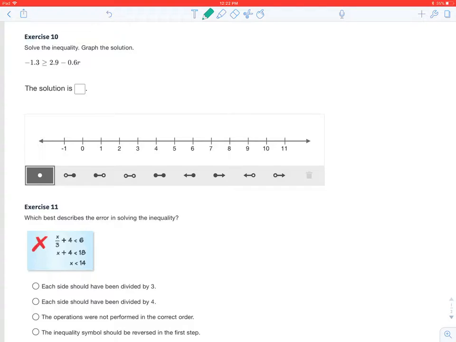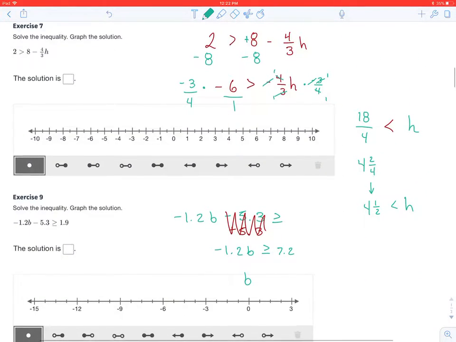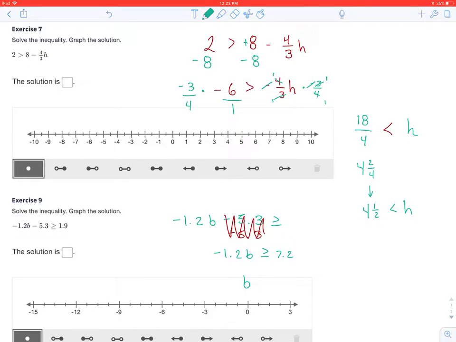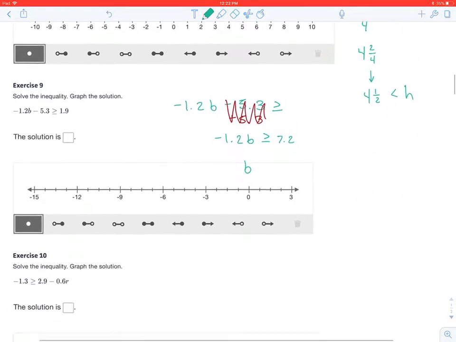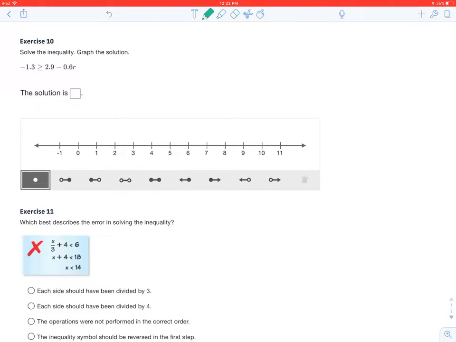For exercise 10, we're also being asked to solve the inequality. On this one, we have it set up kind of like exercise 7, where we have the number and then the operation. Here we had 8 minus 4 and 4 thirds, and then here we have 2 and 9/10 minus 0 and 6/10. So it's set up in the same way, and we're going to solve it in that same kind of way also. We're going to have to take care of that 2 and 9/10 first before we take care of that 0 and 6/10 times r.